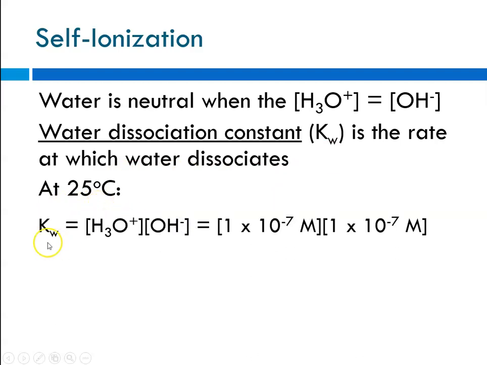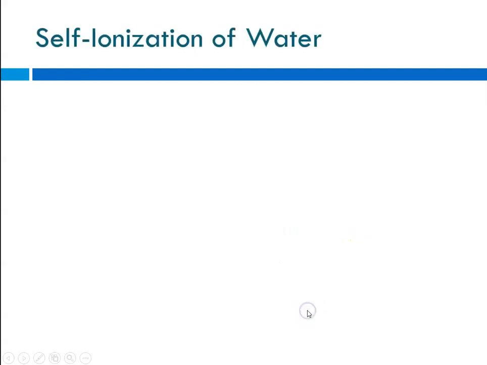At 25 degrees C, the Kw is equal to the concentration of the hydrogen or hydronium ion times the concentration of the hydroxide ion. If we plug in those values from the previous slide, it's 1 times 10^-7 for each. And so when we do that multiplication, we get the value of the water dissociation constant, the Kw, is equal to 1 times 10^-14 molarity squared. Why is it molarity squared? Because we have molarity times molarity. And again, 10^-7 times 10^-7, we combine the exponents and we get 10^-14.